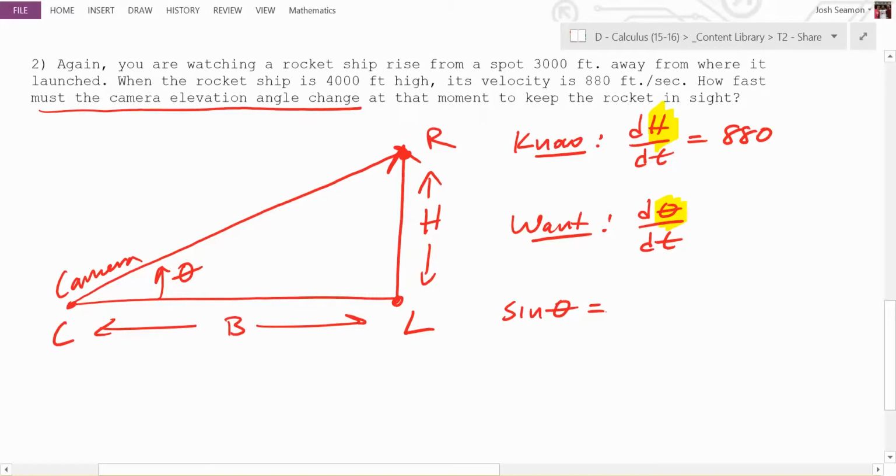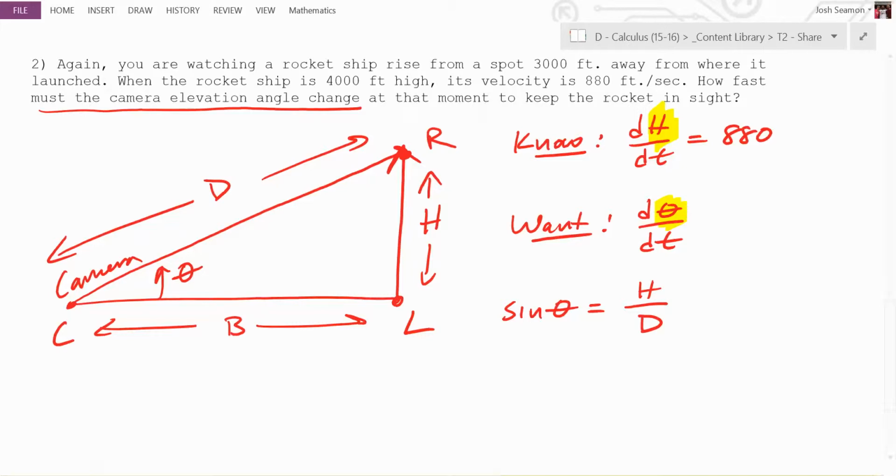Do you remember SOHCAHTOA? Sine is what over what? Opposite over hypotenuse. What's the opposite of theta? H. And we'll call this one, what do we want to call this one? Call that D right there? Sure. So it's going to be H over what? H over D. So what do we have? We have what we know, we have what we want, and we have a relationship between the two.